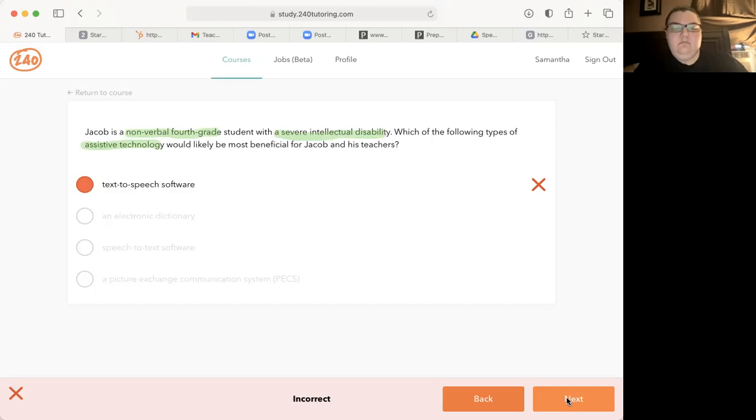Someone who can't speak. So we're looking for a technology. That's the goal. So you have to think about it in terms of goal. Like, what is the goal for this special ed teacher? And the goal is, what is the best assistive technology for Jacob, who doesn't speak and is severely intellectually disabled? So text to speech software, where he would text it and it would speak it. An electronic dictionary, speech to text software, or a picture exchange communication system.